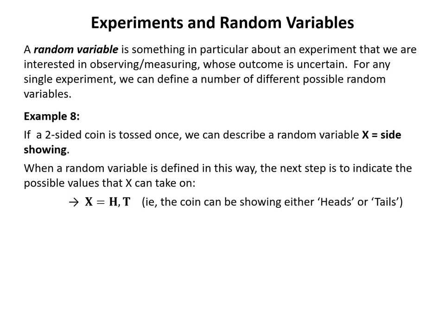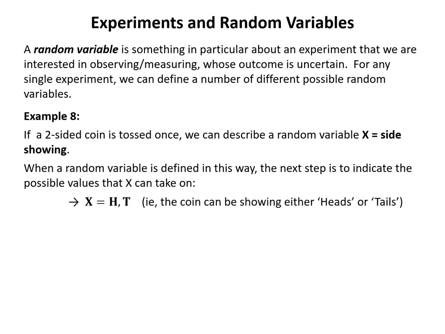A random variable is something in particular about an experiment that we are interested in observing or measuring, whose outcome is uncertain. For any single experiment, we can define a number of different possible random variables, and in many ways this is really, again, just limited to our imagination.